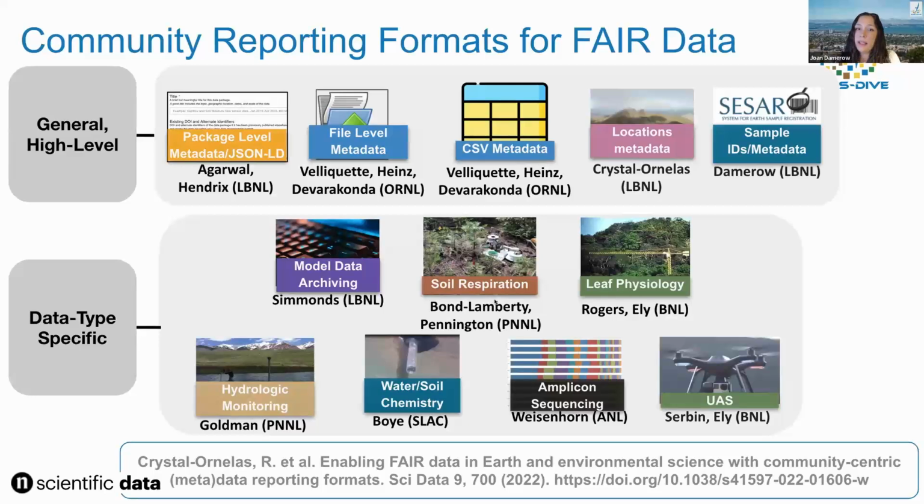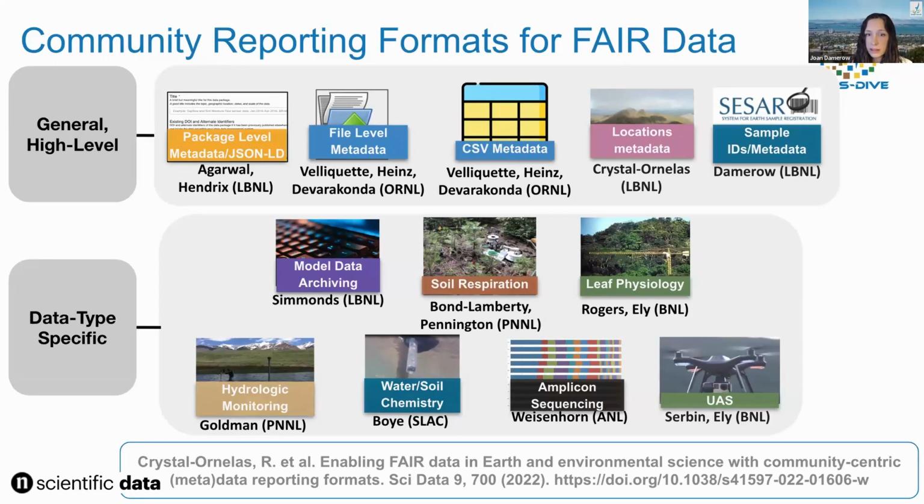So we require a standard set of metadata to describe all data sets, and this is the high level metadata like the title, abstract, authors, locations, time period, and methods. And beyond that, we also support 12 community reporting formats, and these are data standards that were developed by our partner projects to standardize metadata and data files of data types that are commonly collected by the DOE's environmental system science projects.